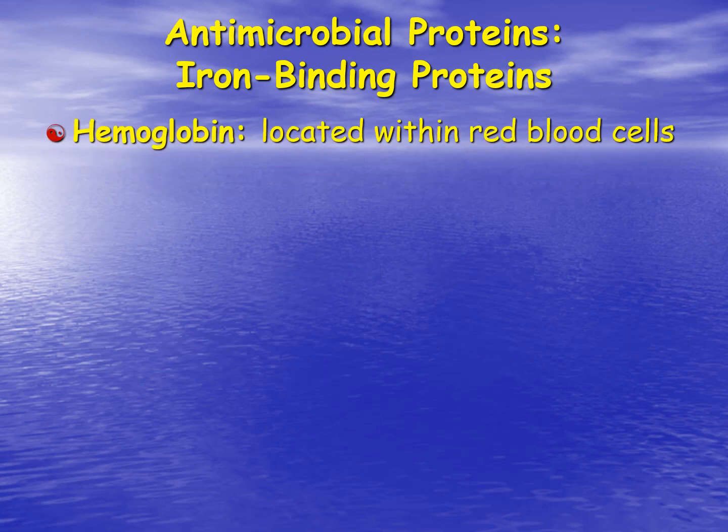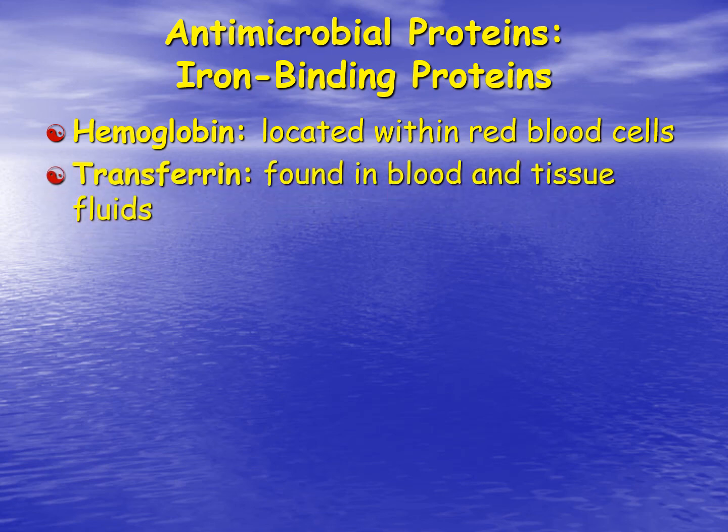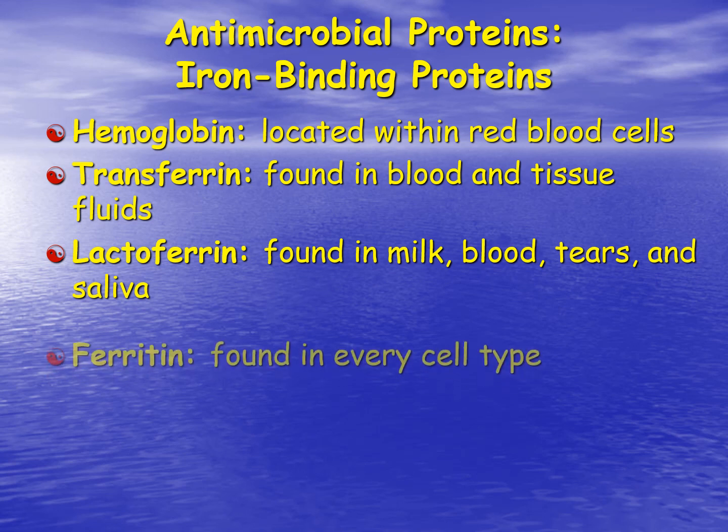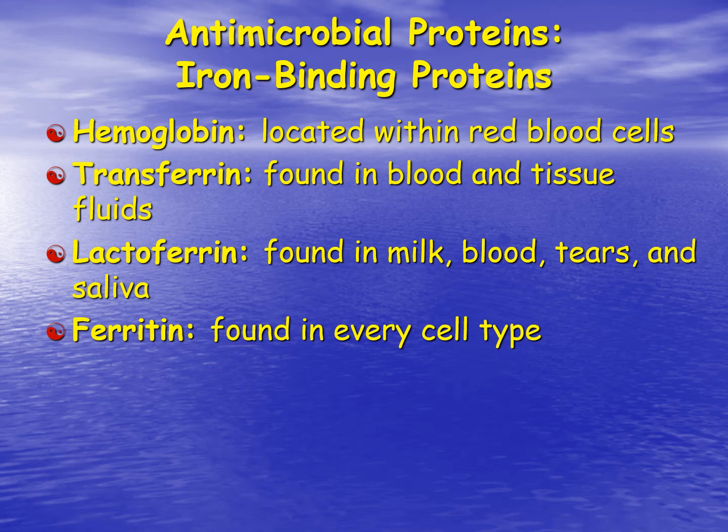Hemoglobin, located in our red blood cells, is actually one of these iron-binding proteins that we could actually make and release, not inside the red cell, but to actually just bind up iron in the hemoglobin molecule in order to keep it away from the bacterial cells. Transferrin is found in blood and tissue fluids, and it's just always present, but it oftentimes will increase in amounts if bacteria are present. Lactoferrin is found in milk, blood, tears, saliva, and probably other body secretions. And ferritin is a type of iron-binding protein found in every cell.